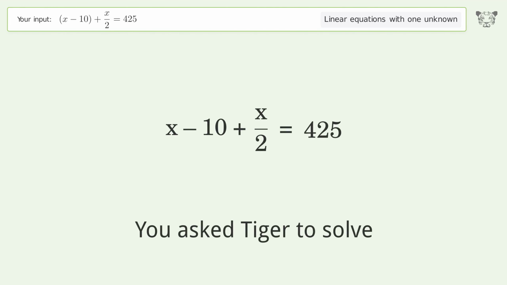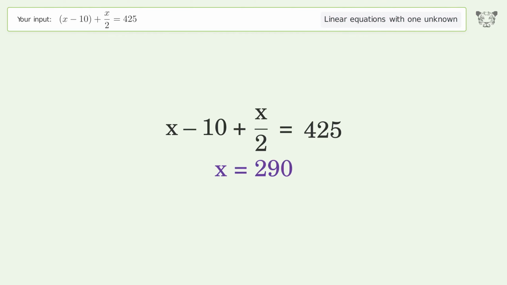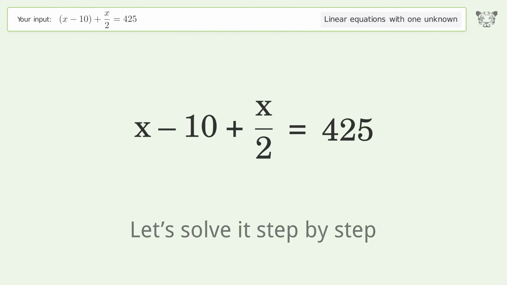You ask Tiger to solve. This deals with linear equations with one unknown. The final result is x equals 290. Let's solve it step by step.